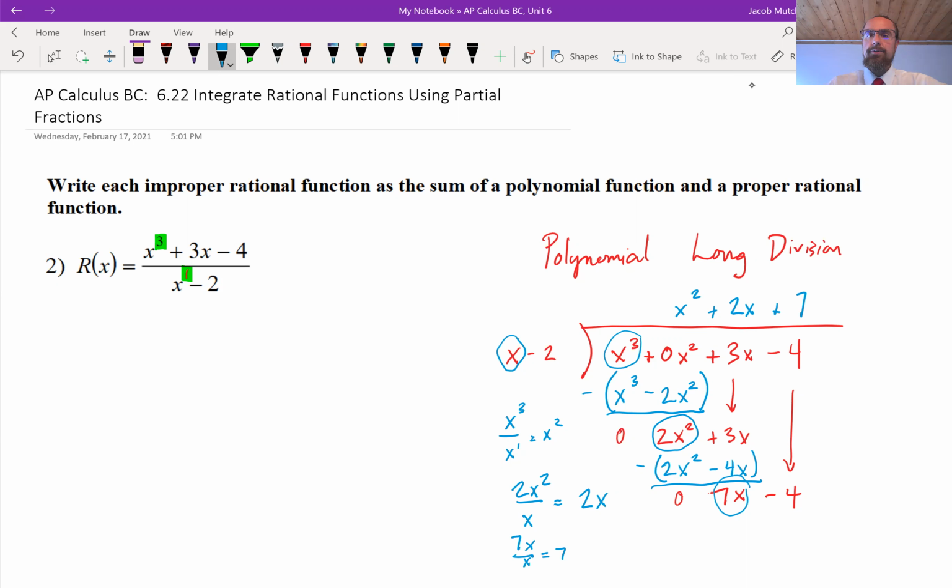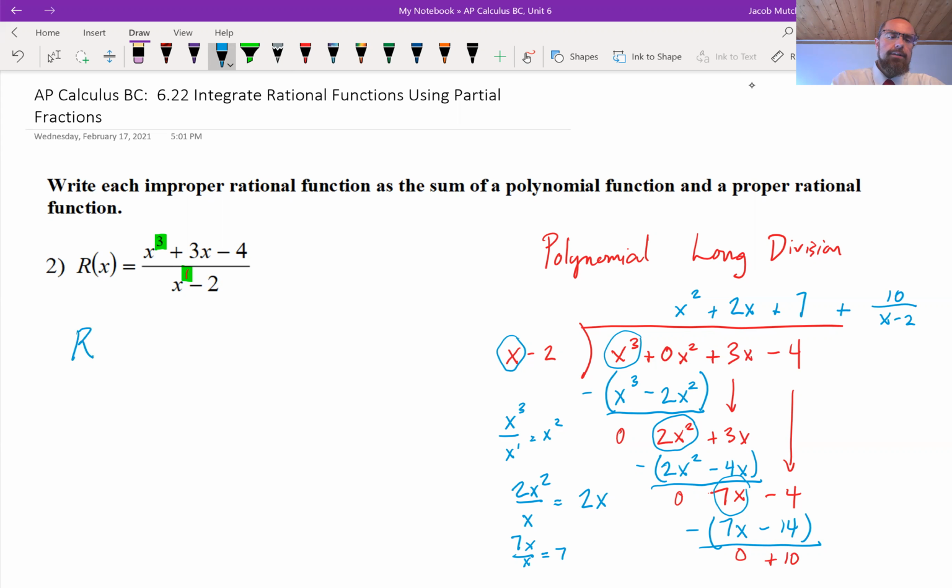What we've got to find now is the proper fraction, which in other words is the remainder. So I'm going to multiply back. 7 times x minus 2 is 7x minus 14. I will subtract. First term cancels. And then negative 4 minus negative 14 is plus 10. So I will finalize my quotient here by putting plus 10 divided by the original divisor, x minus 2.